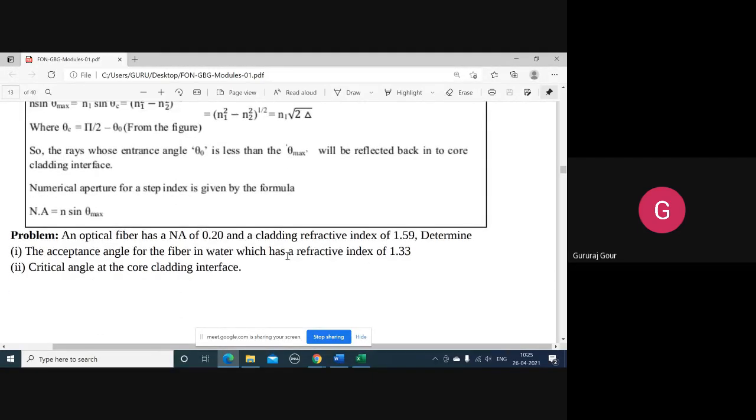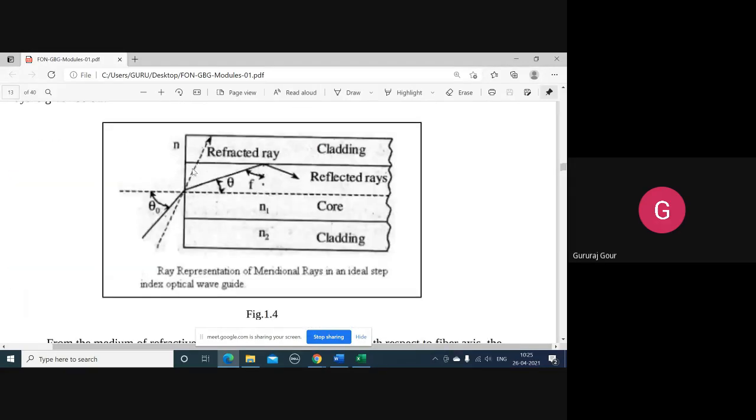This problem I have already discussed in the last class. Let us deal with it once again to help you understand it in detail. An optical fiber has NA, that is a numerical aperture. Numerical aperture, for you to understand just fine: aperture is nothing but effective area. So the optical fiber you are observing, this core is totally open to receive the light.